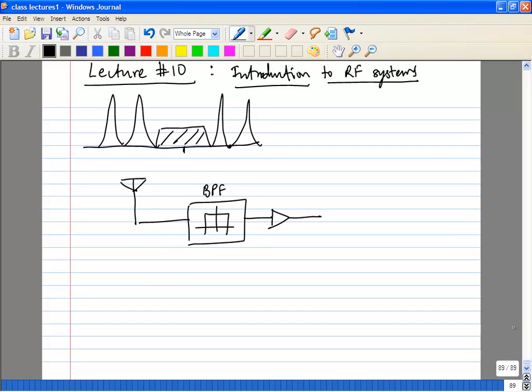Then you'd have what is called your LNA, a low noise amplifier. Why do you need a low noise amplifier? Why wouldn't just any amplifier do? Right, noise figure. You want to add as little noise as possible right at the front, because you don't want to corrupt the signal up ahead.